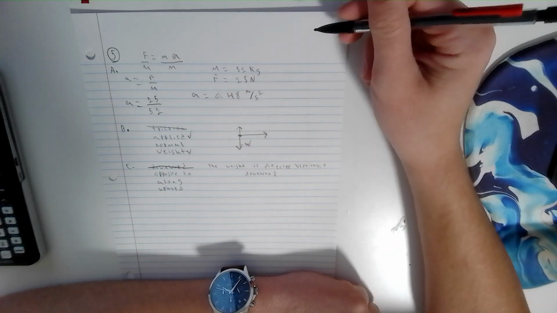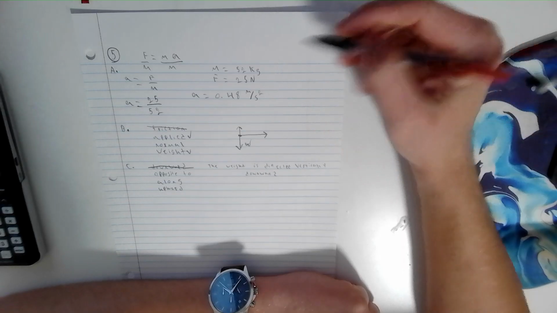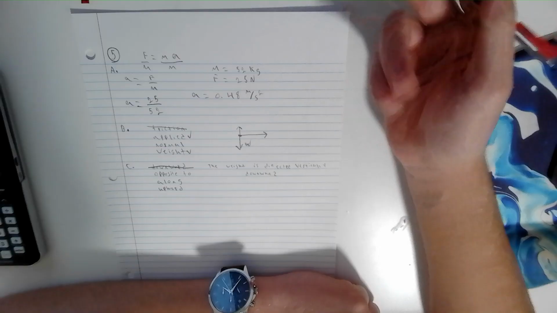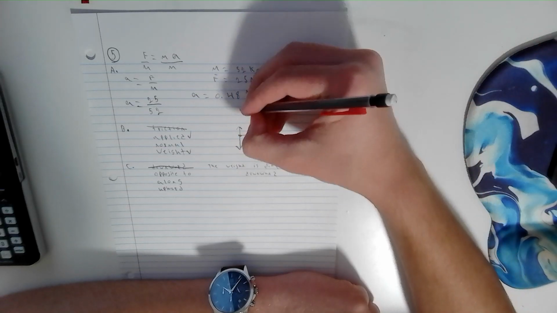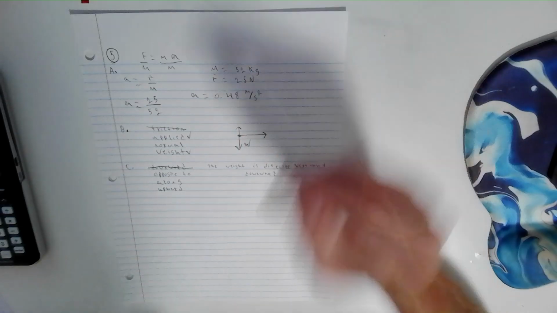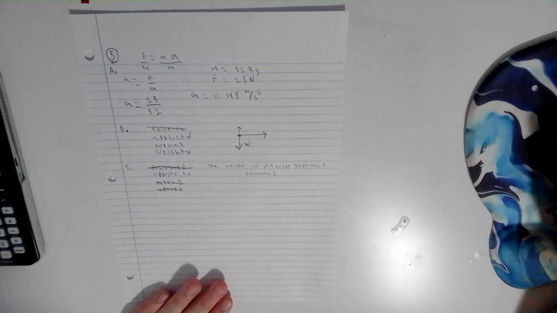And then the last blank is: the normal force is directed vertically blank. The normal force is, of course, like I said before, from the table. So the normal force is directed upward. So upward and along. Those are all of those.